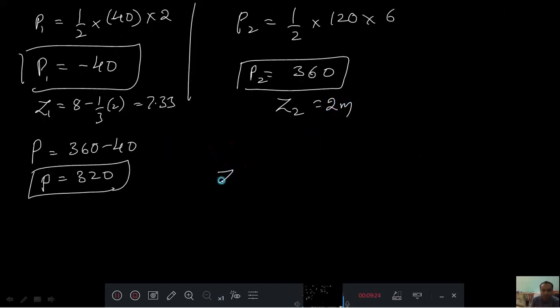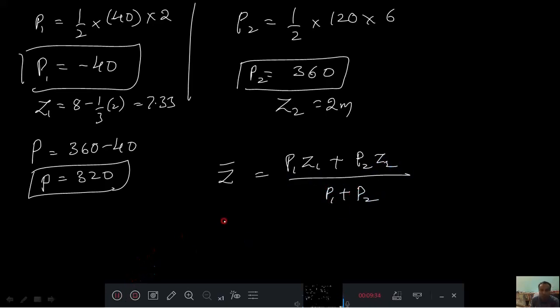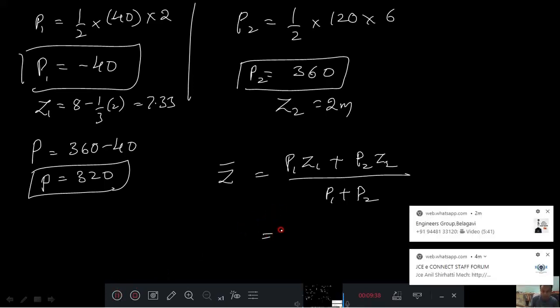Then Z bar you need to calculate, that is P1 Z1 plus P2 Z2 divided by P1 plus P2. I will not substitute, I will just calculate it. The answer is 1.33 meter.